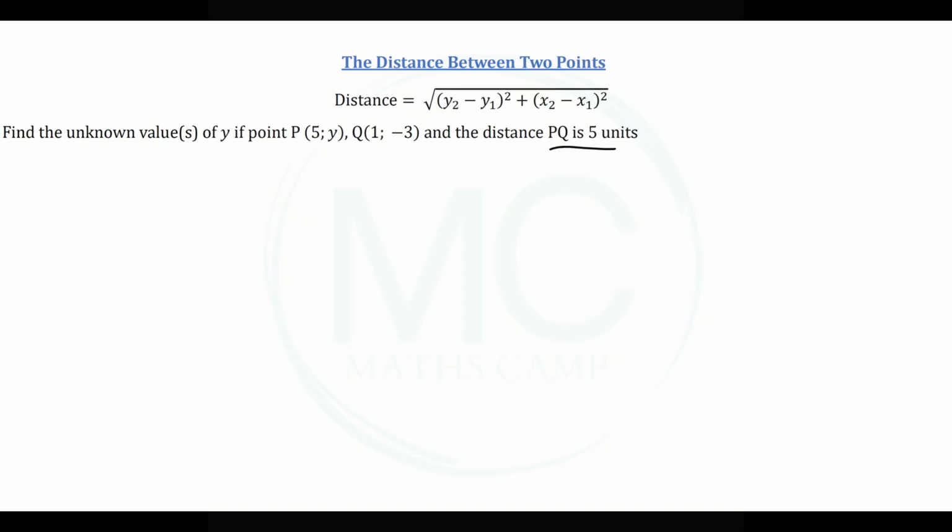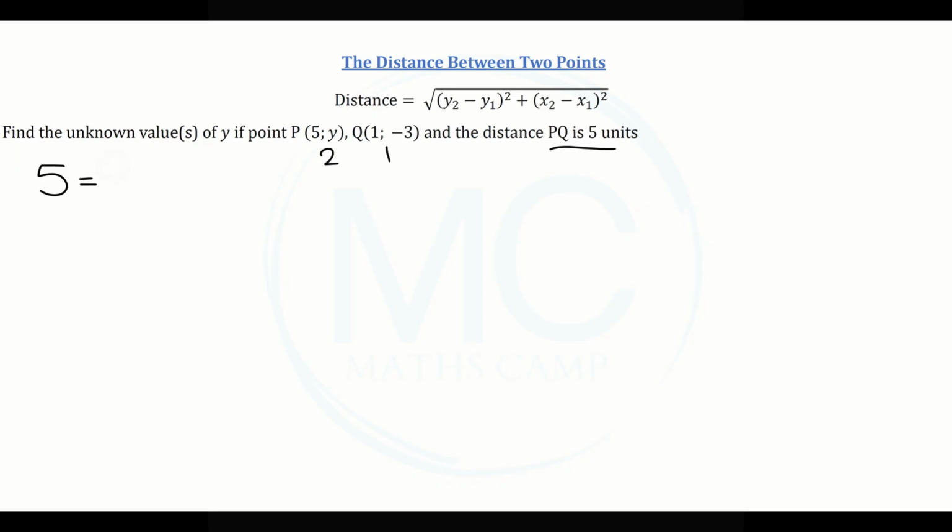PQ is 5 units, so we can make a note of this over here. And now we can fill in the rest of the formula. In the formula, we want the variable y to be positive. So let's make Q our first point and P our second.